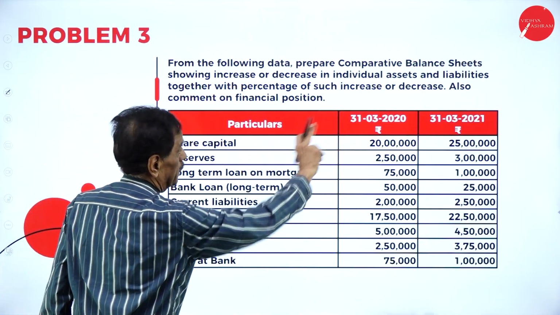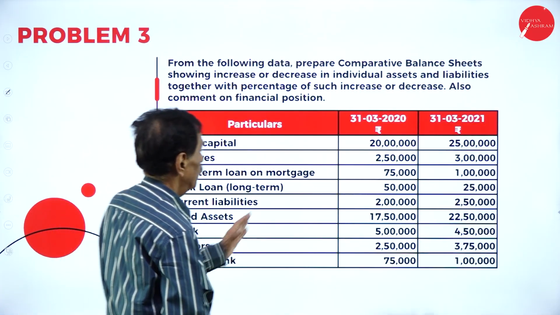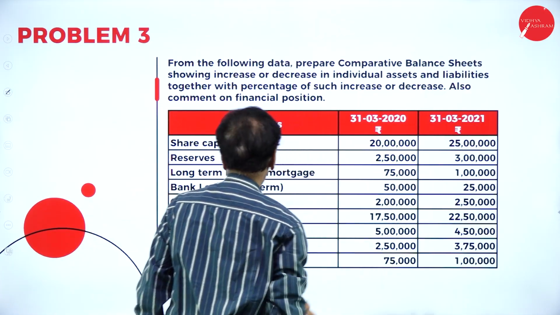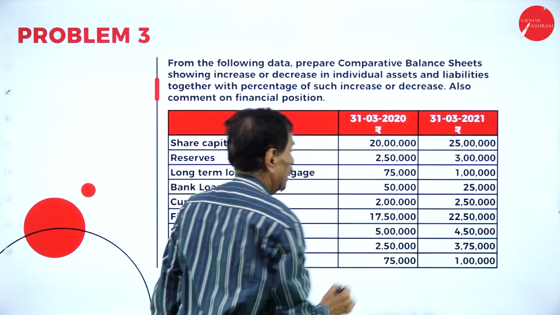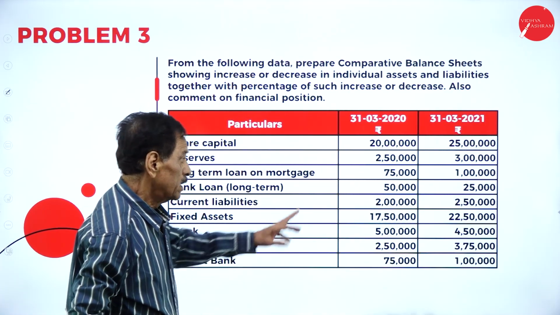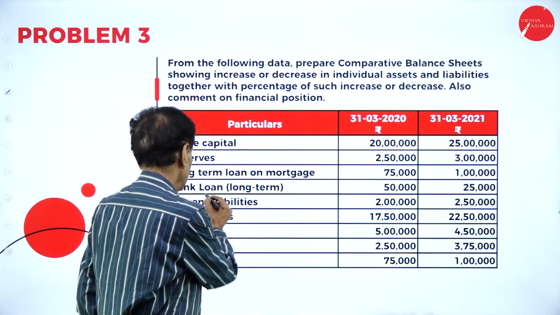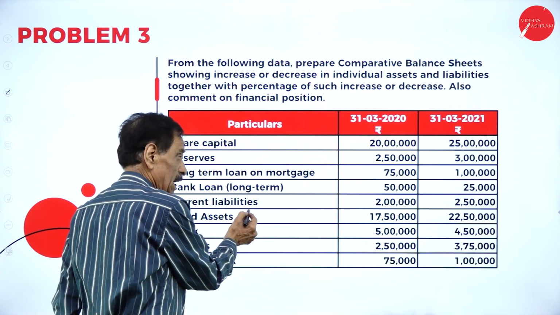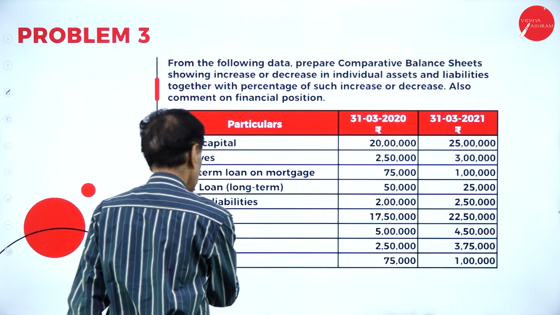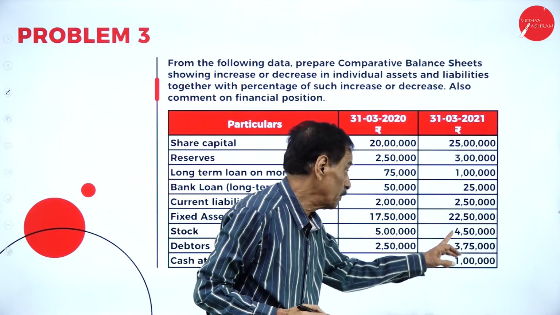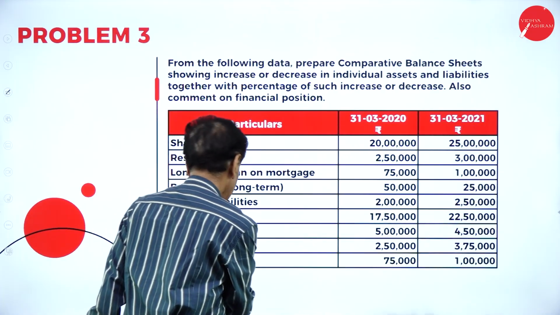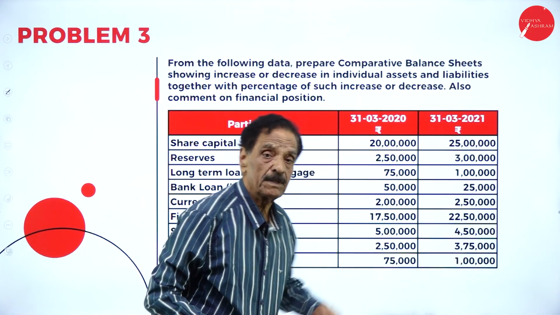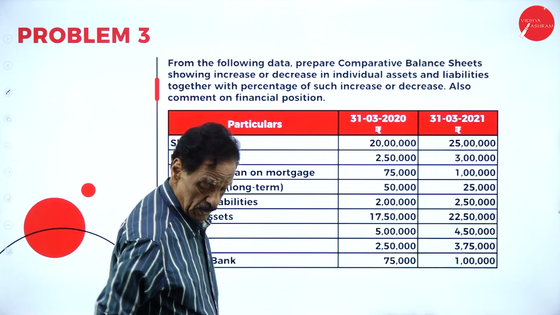From the following data, prepare the comparative balance sheet. So here, 2020 and 2021: share capital 20 lakh becomes 25 lakh, reserve 2 lakh 50,000 becomes 3 lakh, long-term loan borrowed 75,000 becomes 1 lakh, bank loan taken 50,000 and next year it has been reduced, current liability 2 lakh to 2 lakh 50,000, fixed asset 17 lakh 50,000 to 22 lakh 50,000, stock current asset 5 lakh to 4 lakh 50,000, debtors 2 lakh 50,000 to 3 lakh 75,000, cash at bank 75,000 to 1 lakh.